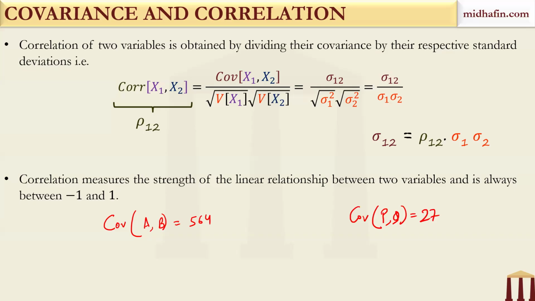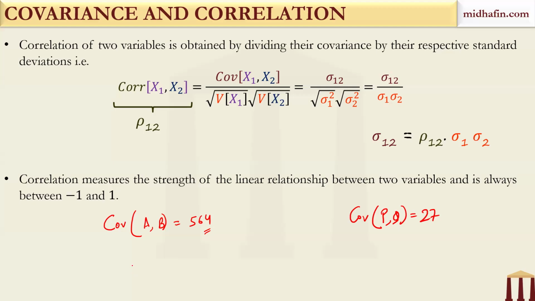So that plus is important. Sign. But the magnitude of covariance, 564 and 27, they don't tell anything about the strength of this relationship. It does not tell us that A and B are moving more strongly with respect to each other as compared to P and Q. That is not expressed explicitly by the value of covariance. So the value in itself does not carry much significance.